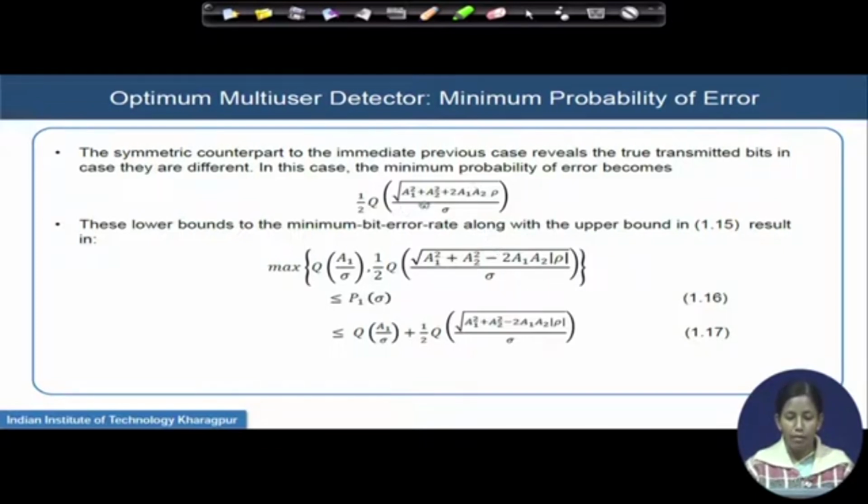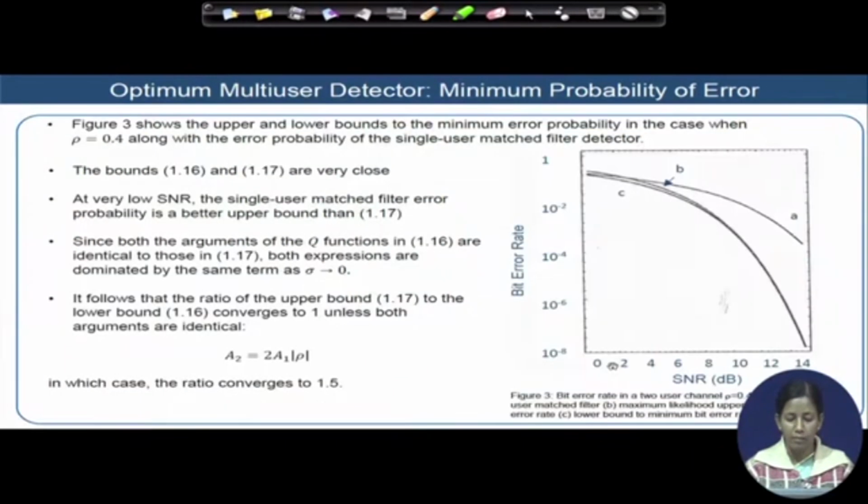So, by getting all this inference, we are now ready to find the lower bound on the minimum error probability, along with the upper bound already computed by 1.15. The maximum of these two Q functions will be less than or equal to the error probability of user 1, and the error probability of user 1 is given by the expression 1.17.